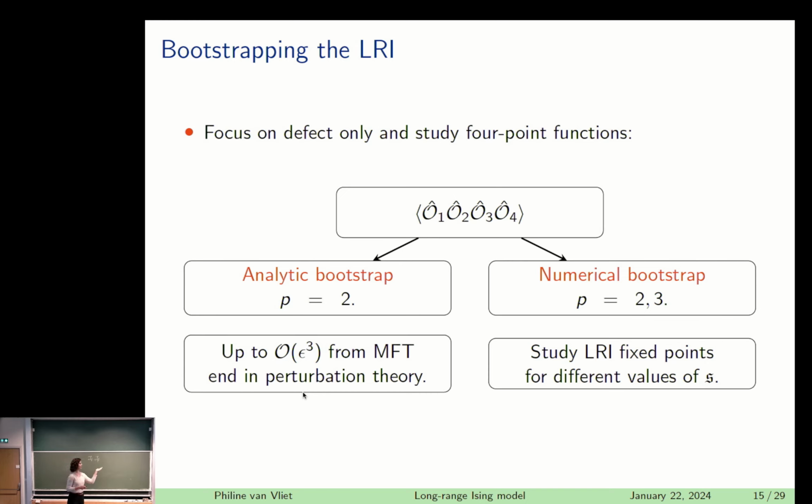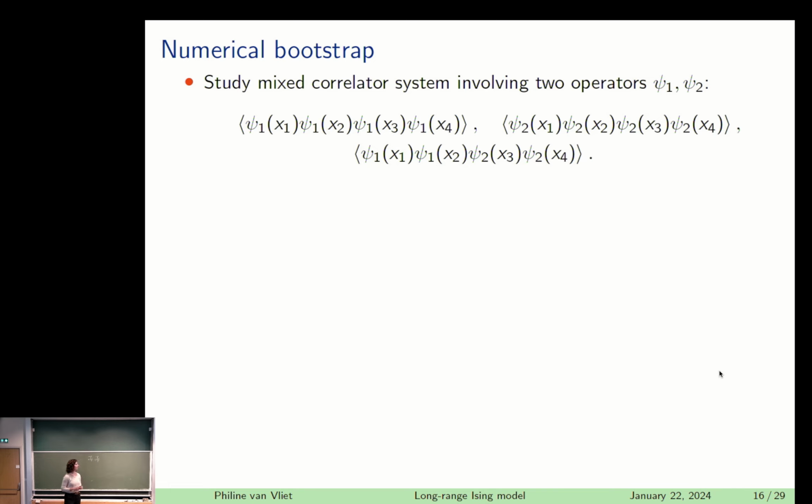So the other thing that one can do is the numerical bootstrap, and this we have done in both 2 and 3 dimensions. And here we will study the fixed points for different values of s that will now be parameterized by the value of the conformal dimension of delta phi. So what we want to study is the following set of correlation functions. We take 2 operators, and then there's 3 different types of 4-point functions that we can have. One with only psi1, one with only psi2, and one with a combination of psi1s and psi2s.